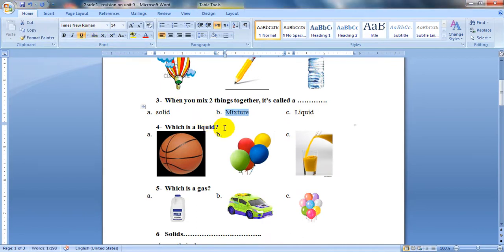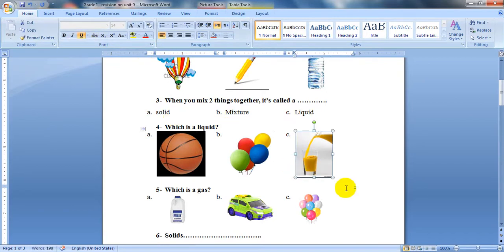Now number 4. Which is a liquid? The basketball, balloons, or juice? Do you remember what a liquid is? A liquid doesn't have its own shape. It only takes up space. It flows and it takes the shape of its container. What is a container? The object in which we put a liquid. So which of these is a liquid? Letter C, juice.